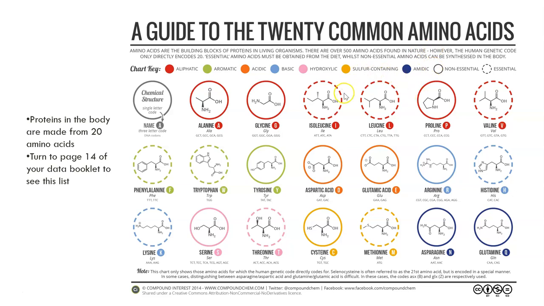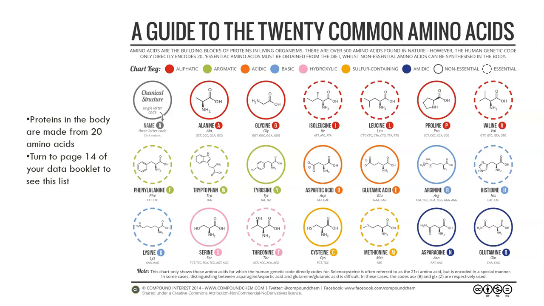The dashed lines around here indicate which are the 9 essential amino acids, which are isoleucine, leucine, valine, phenylalanine, tryptophan, histidine, lysine, threonine, and methionine. All the others we're able to synthesize within our body. These 9 we must obtain from our food sources.